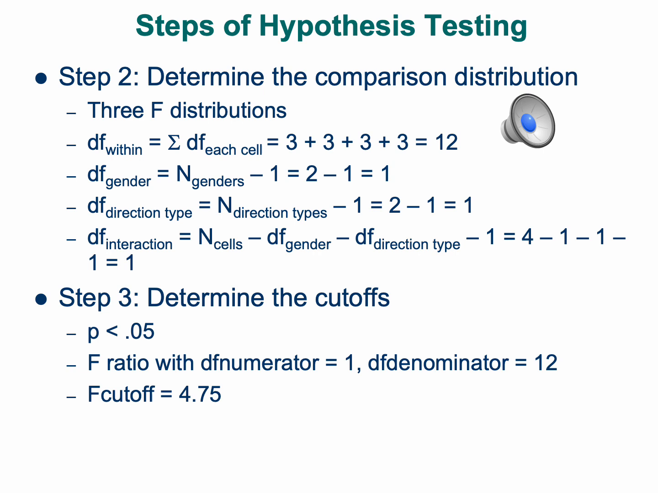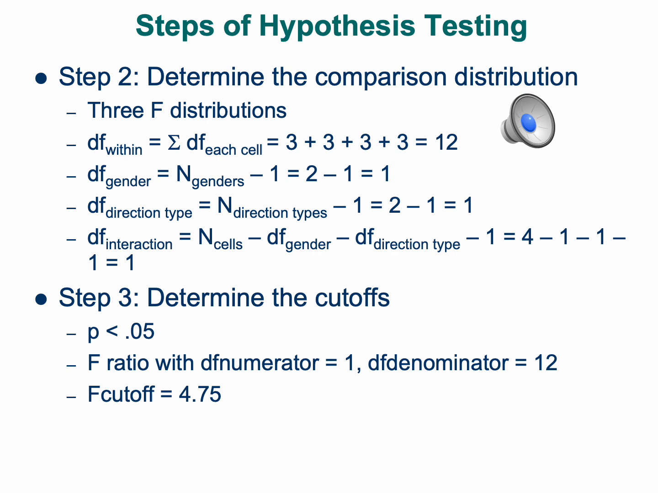Now we have degrees of freedom for our first main effect of gender. So that equals the number of genders, which are groups, which is 2, minus 1, which is 1. Direction type is map versus route, so there's 2 of those. You subtract 1 from that, and you get 1. And the degrees of freedom for the interaction is going to be the number of cells minus degrees of freedom for gender minus the degrees of freedom for the direction type.